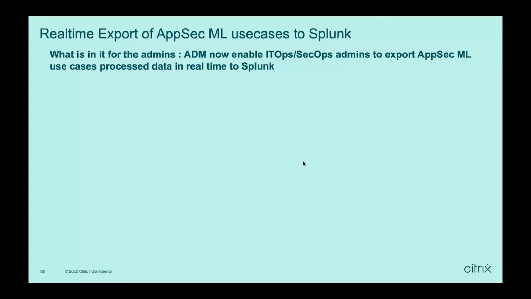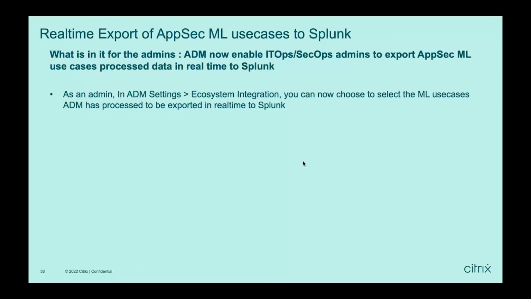Before this enhancement, we had only WAF and bot violations, but since there are a lot of meaningful and invaluable insights available for the SecOps personas, we thought this was the right time to enable the export of this data to Splunk, because many of the SecOps personas in regular enterprises are using SIEM platforms like Splunk, and they want all the data exported from point products into Splunk for consumption. So now we have enabled ADM to export all of the AppSec related ML process data in real time to Splunk. The moment ADM sees any violation, it is available in Splunk.